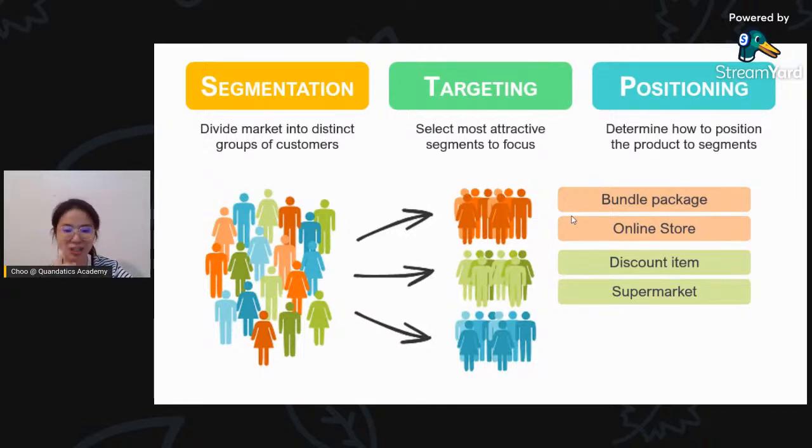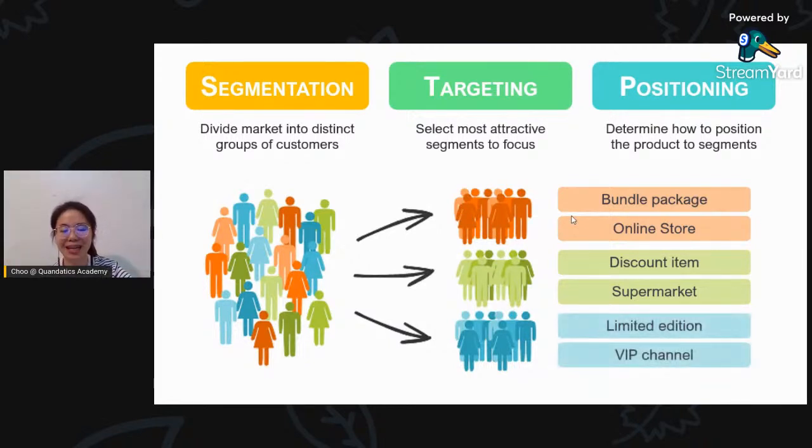Okay, they are attracted by the discount item. And then they will normally purchase from the physical store like a supermarket. So if let's say I want to position my offering to this particular group, then the promotion that I would need to do is giving them a discount. And then where should I sell? Supermarket or any physical store.